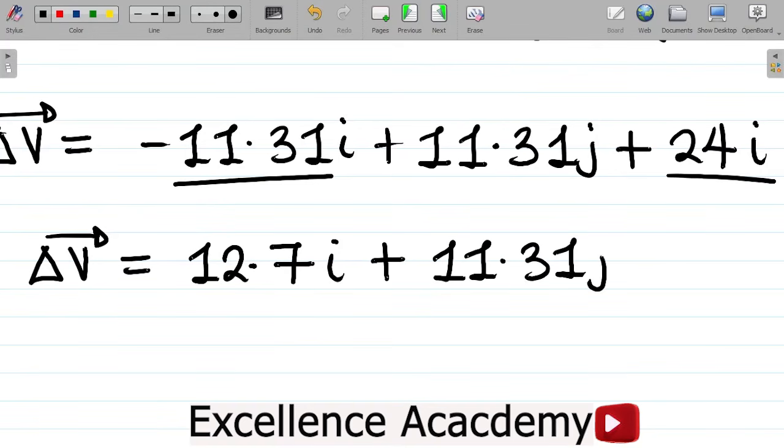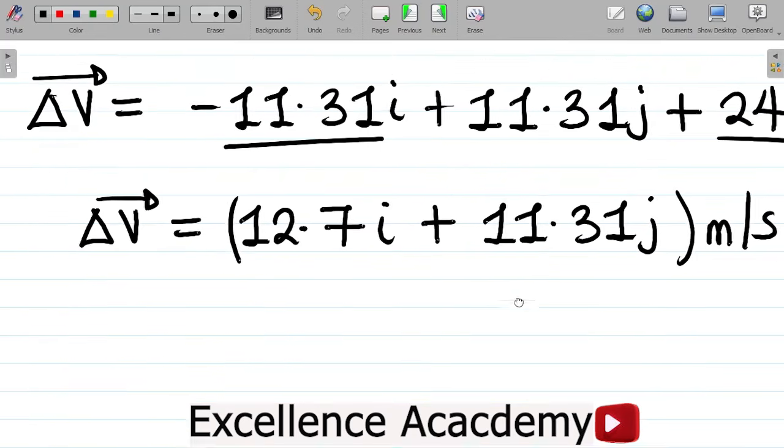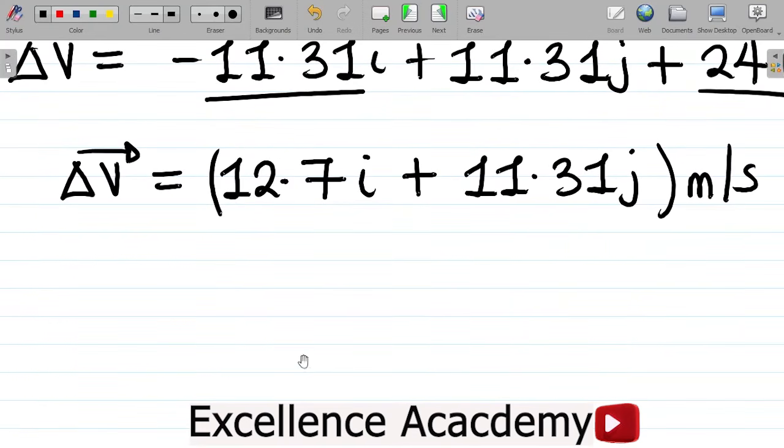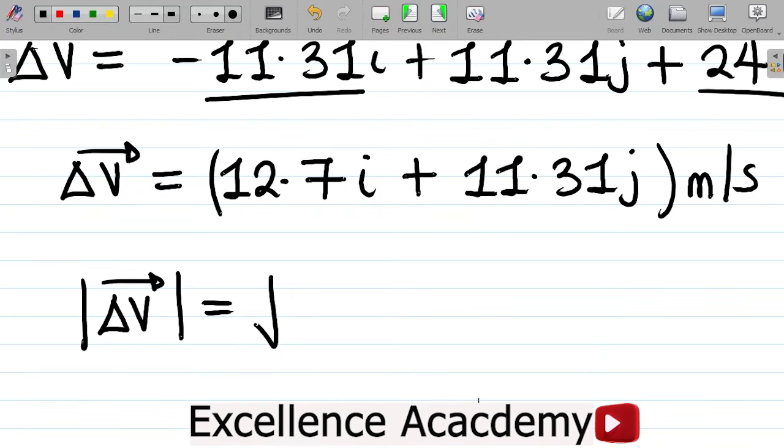11.31, this in J. So with this, of course, this would be meter per second. What you have here is the vector form of the change in velocity. Let's get the actual value. The actual value, or the modulus of this value, also called the magnitude of this value, is simply equal to the square root. So I'll take the square root of each of the terms squared.